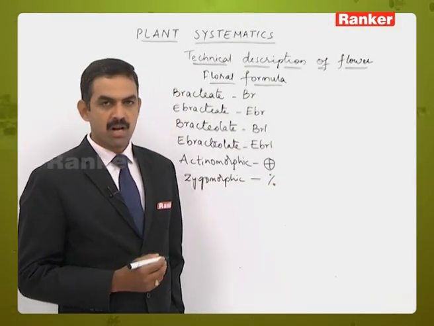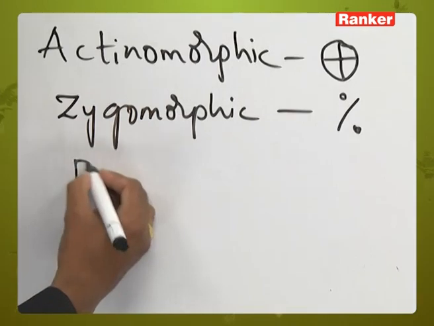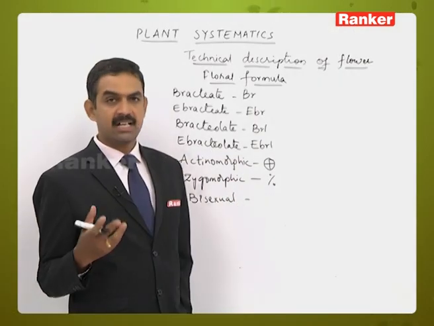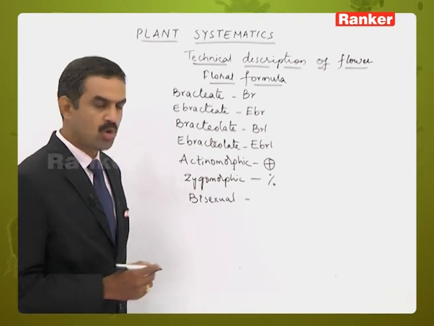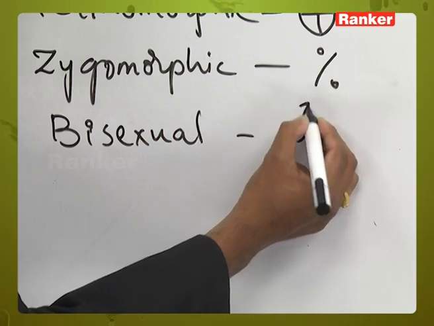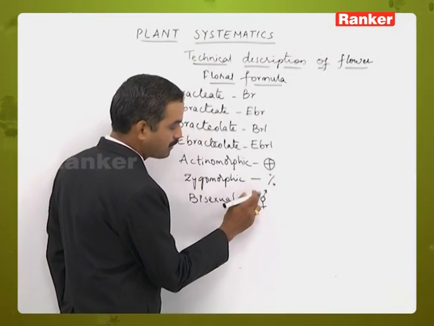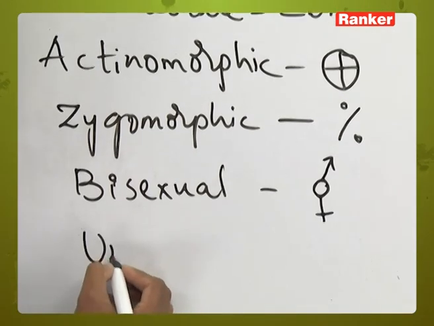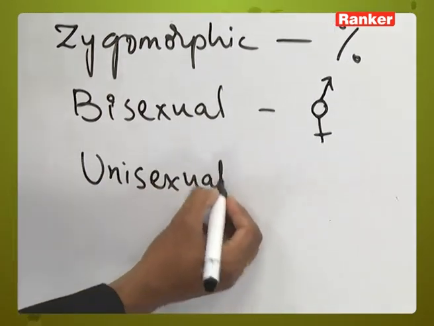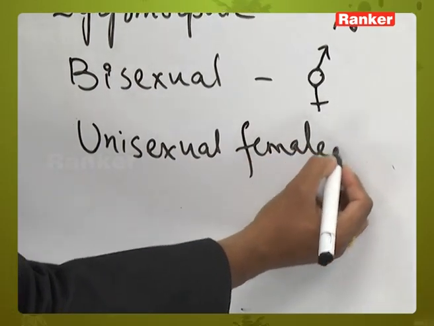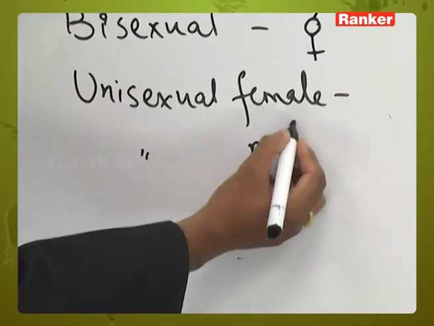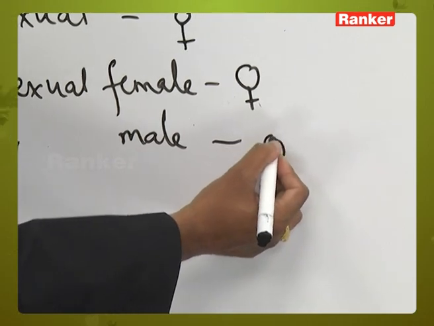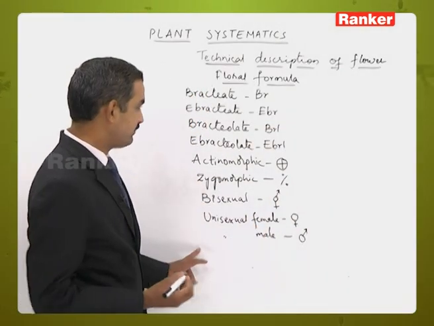Then coming to the sexuality of the flowers, flowers may be either bisexual or unisexual in nature. When they are bisexual, they contain both the male reproductive organ and the female reproductive organ. The male reproductive organ will be shown like this and the female like this. As both of them are present, this is the symbolic representation of the bisexual flower. If it is a unisexual flower, either it may be a female flower or a male flower. Unisexual female is represented like this, and unisexual male with this symbol.